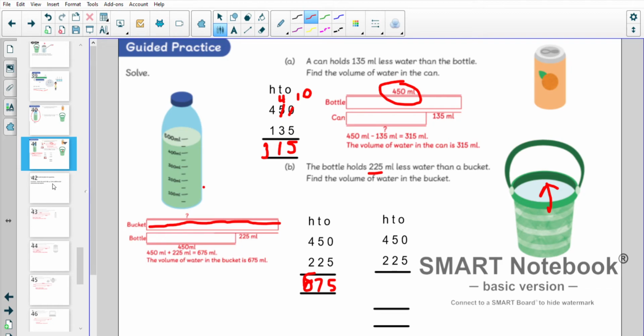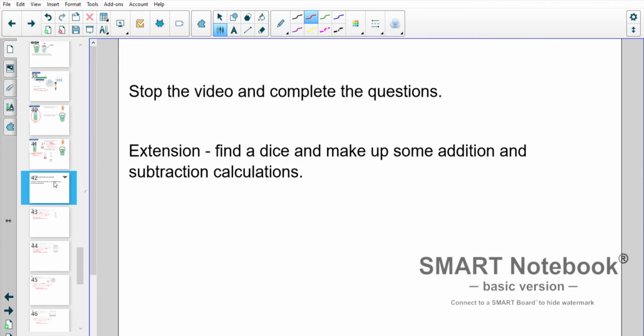Okay, if you're happy with that and you got those all right, now pause the video and do the questions. If you're not too sure, ask for some help or go back to the other video and go over adding and subtracting. Okay. The extension is find a dice and make up some additions and subtraction calculations. If you're doing subtraction, make sure the first number is bigger, because if you get a small number and take away a big number, you're going to end up getting less than 0 and it will be very hard. Okay, so extension, off you go.